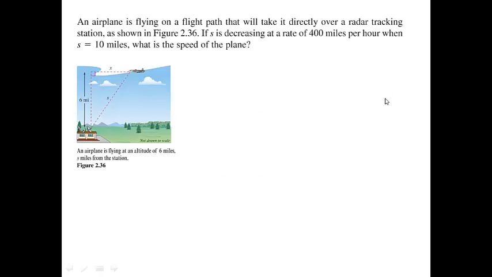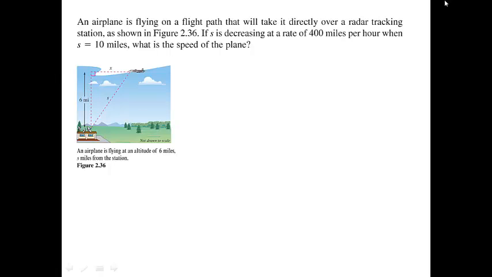An airplane is flying on a flight path that will take it directly over a radar tracking station. If S is decreasing at a rate of 400 miles per hour when S is equal to 10 miles, what is the speed of the plane?